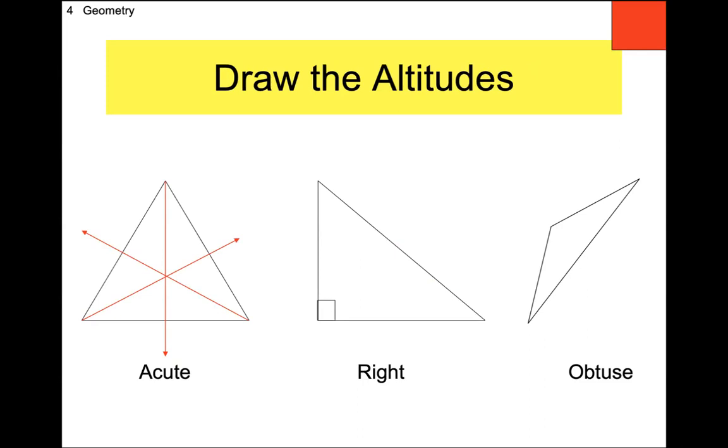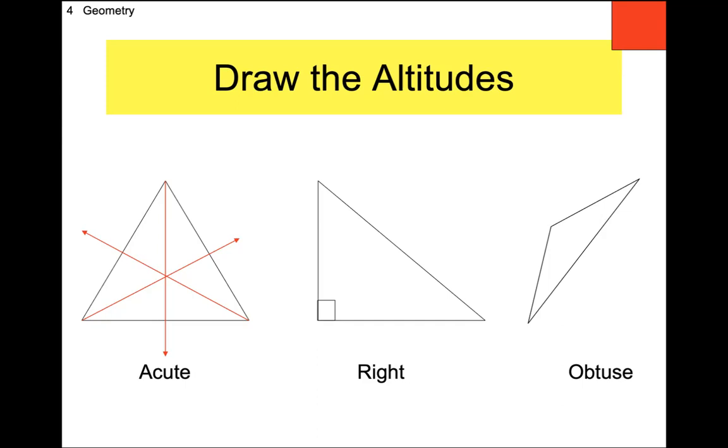Oh, I should have pointed this out at the start. All of these points of concurrency are going to be different from each other, unless it's a special kind of triangle. So the incenter and the circumcenter don't always happen at the same spot. And this one won't happen at the same spot as well. Now let's look at the right triangle.